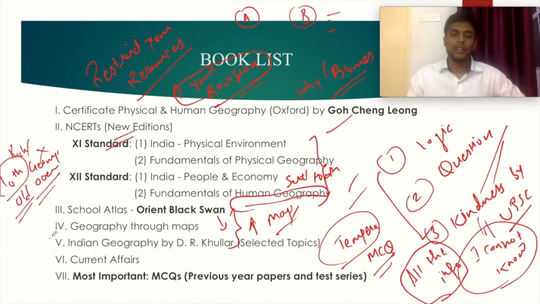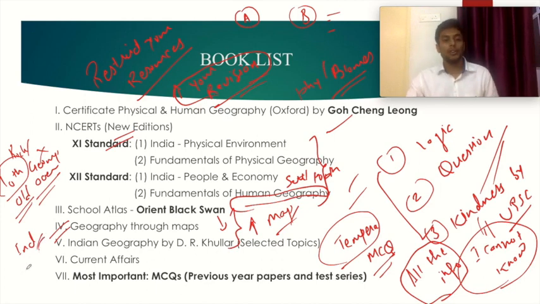I am not sure if it is available in the market or online, but this was a very, very handy book for Indian geography, especially for the entries from Indian geography, because there were certain questions like which river passes through which wildlife sanctuary or national park. Where are the passes? Last time also there was one question about the passes, which glacier and the rivers as well, right? That question could have been easily solved with the help of Geography Through Maps.